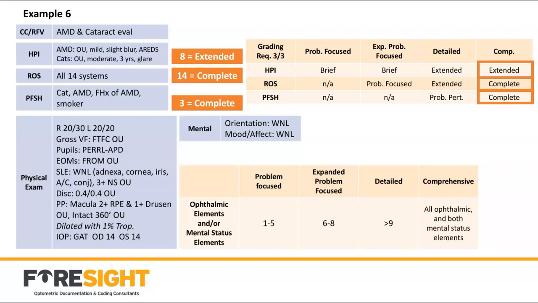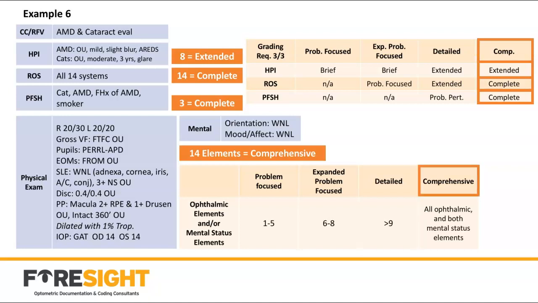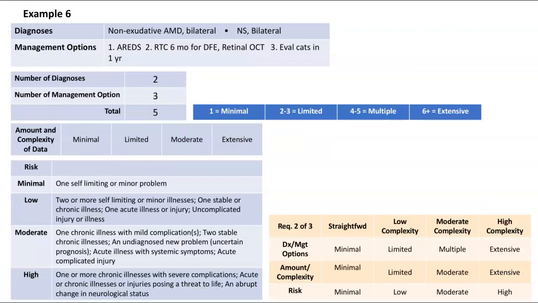Our physical exam consists of all of those elements. You'll notice there it's all 14 of them. So we didn't miss a single one of the elements for this particular patient. That's going to give us a comprehensive physical exam. So we already have a comp history and comp physical exam.